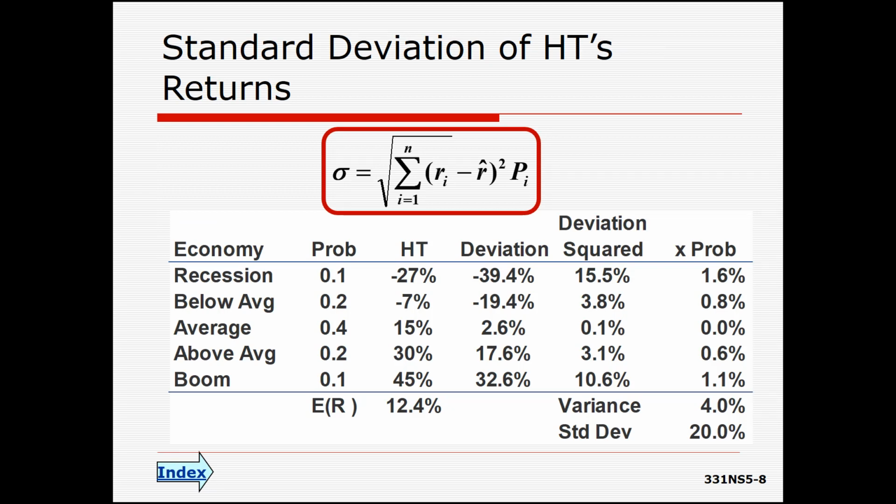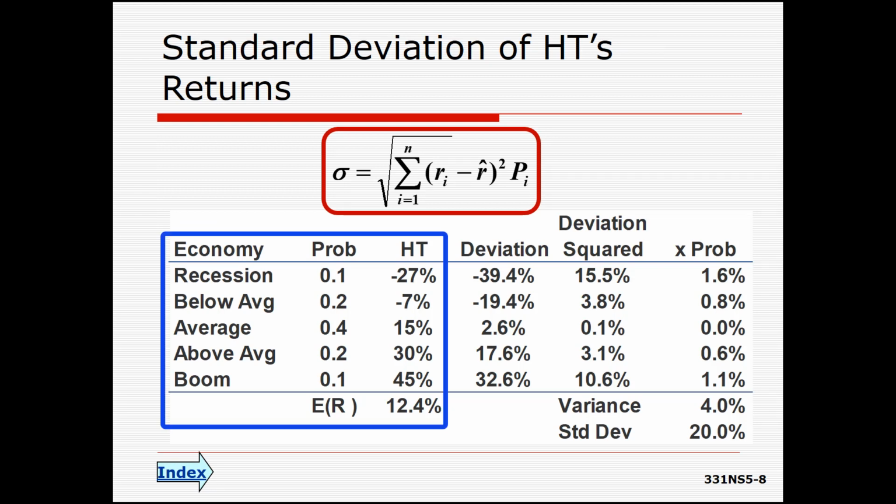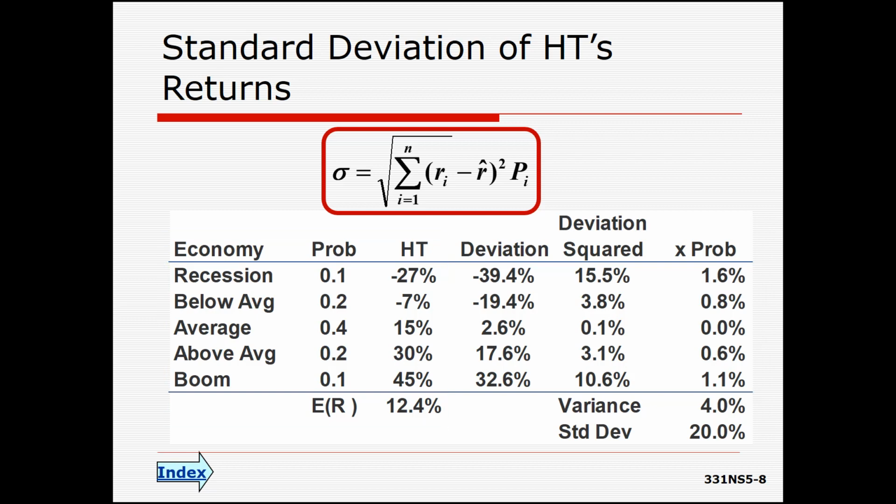Given the probability distribution data, find the expected return. It's a weighted average, multiply across, add down. We find the expected return, as we found earlier, 12.4%. With the standard deviation, start with what is inside the parentheses, the deviations. Each state's expected return minus the overall expected return. Then handle the exponent, square the deviations. Multiply those values by the probabilities. Finally, add those up. That gives you the variance. And last, take the square root. That gives you the standard deviation, 20%.